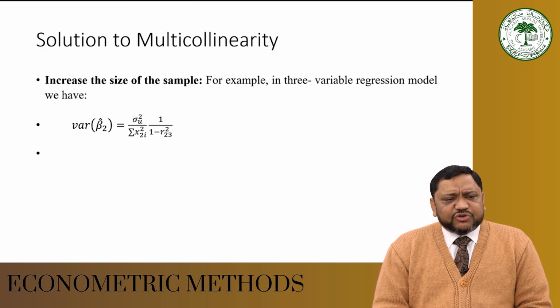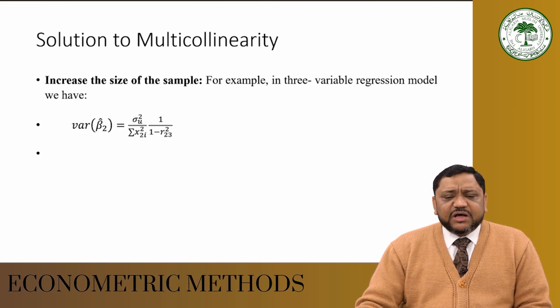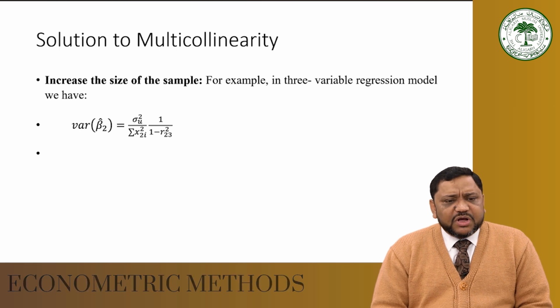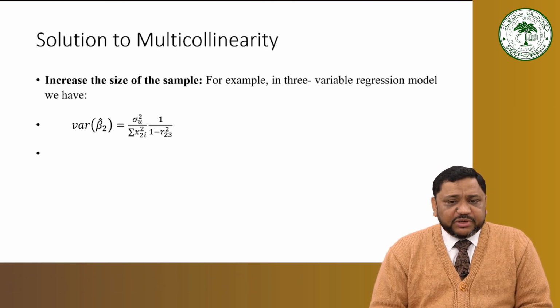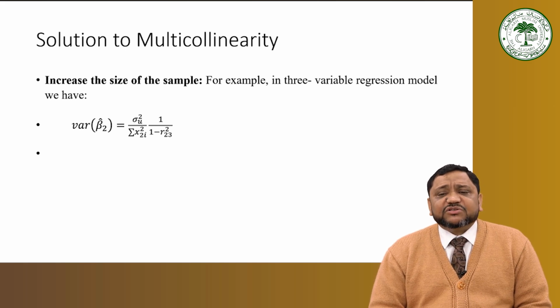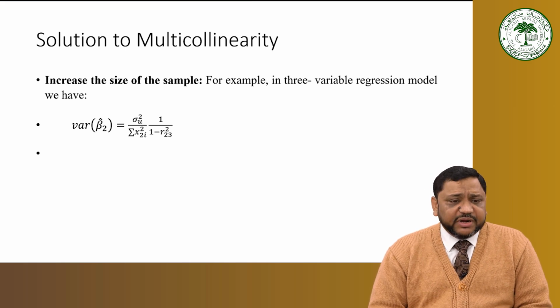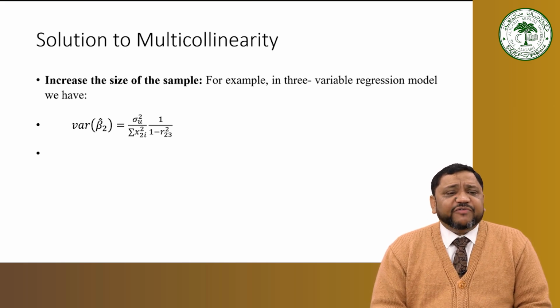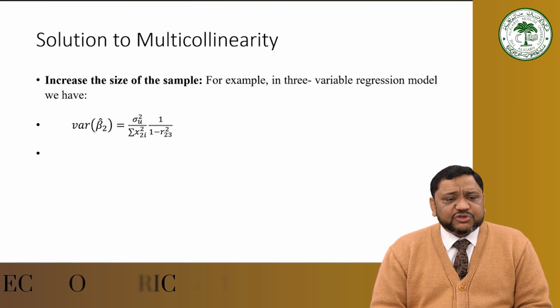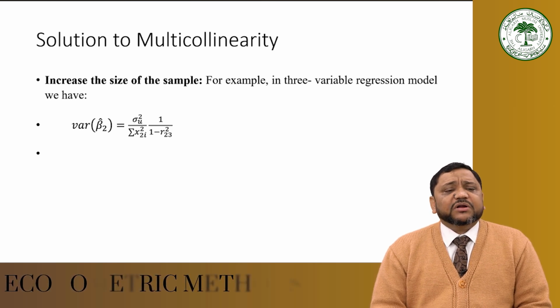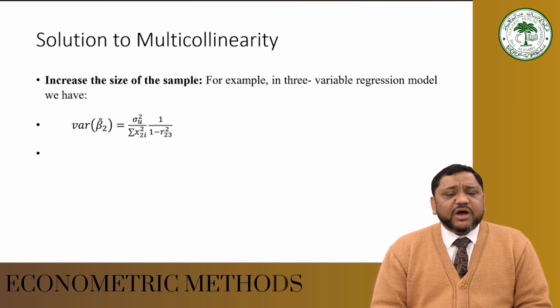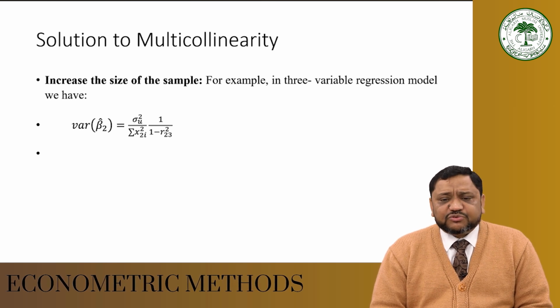Then the next solution is, we are going to increase the sample size. See, multicollinearity is a sample phenomenon. We have seen it earlier in our discussion. So simply by increasing the size of the sample, the problem of multicollinearity can be either reduced or eliminated. See, here we have the variance of beta 2 hat, which is sigma square divided by summation x2 square multiplied by 1 divided by 1 minus r square of 2 3, for variable 2 and variable 3.